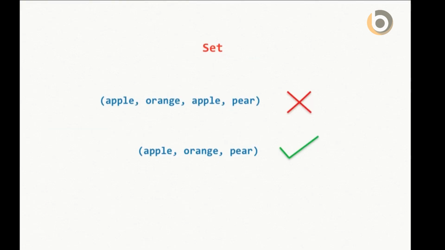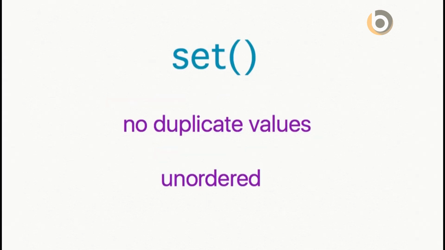In the first example where we have apple, orange, apple, pear, 4 elements, that is not a set because apple is repeated twice. So the second example where we have 3 elements, apple, orange, and pear, it's a set because there are no duplicate values. So the point to remember here about set is there are no duplicate values in set and sets are unordered. There is no sequence of set.